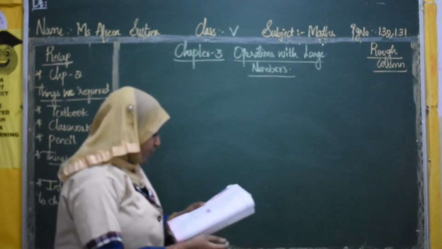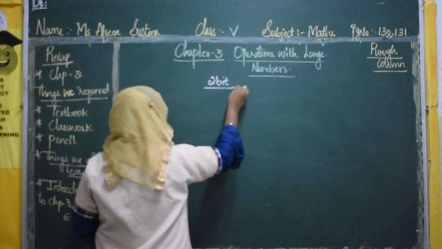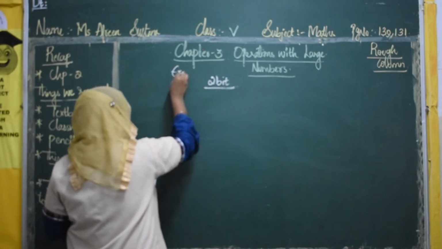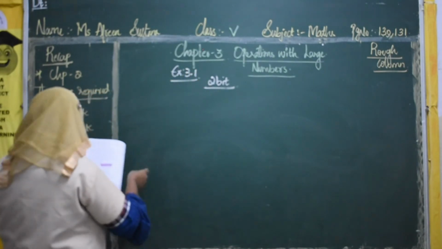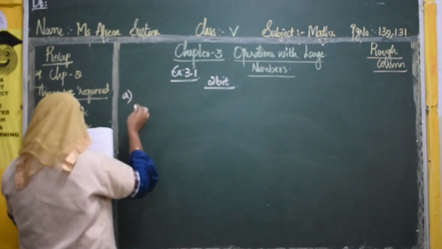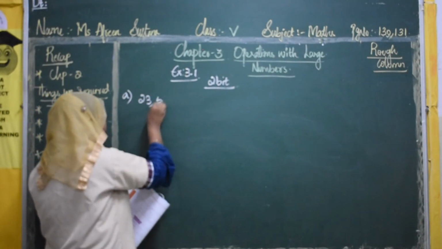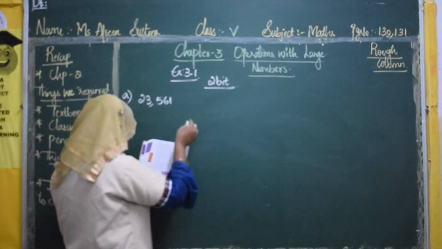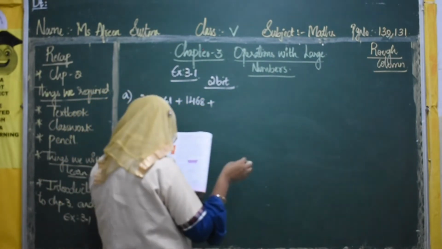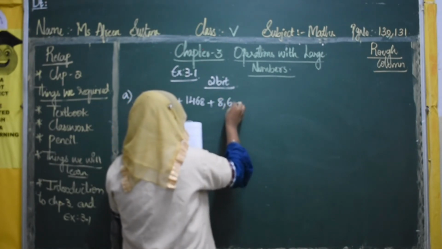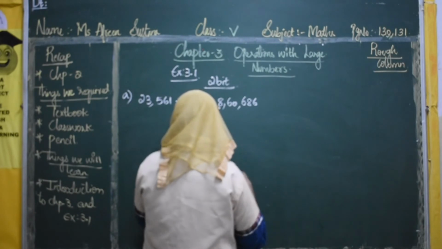Yes. See the first one from second bit. Exercise is 3.1. Please write second bit complete heading. And first question, that is 23,561 plus 1,468 plus 8,16,686. Okay.